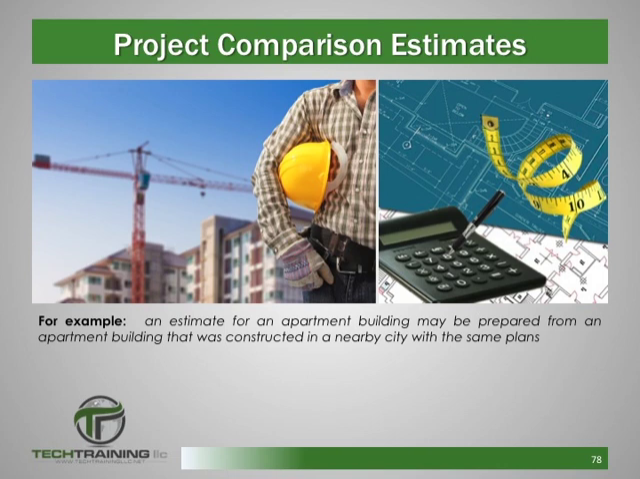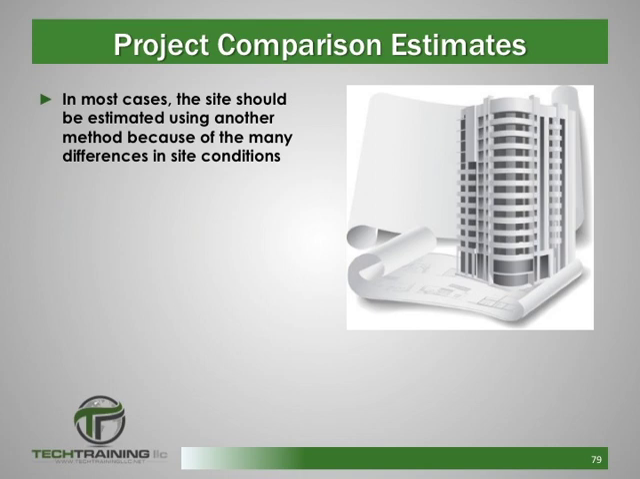For example, an estimate for a large apartment building may be prepared from an apartment building that was completed in a nearby city with the same plans. In this example, the prices for the completed project are available but need to be adjusted for inflation, changes in availability of materials and labor, as well as any code changes that may have taken place or are unique to the new location. When doing these types of estimates, the site itself should be estimated separately as the site conditions can vary tremendously from location to location.